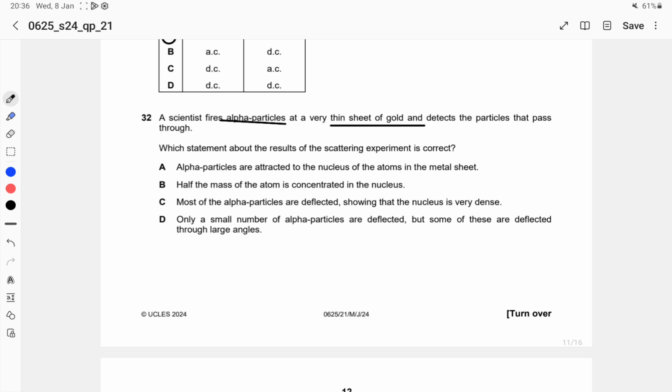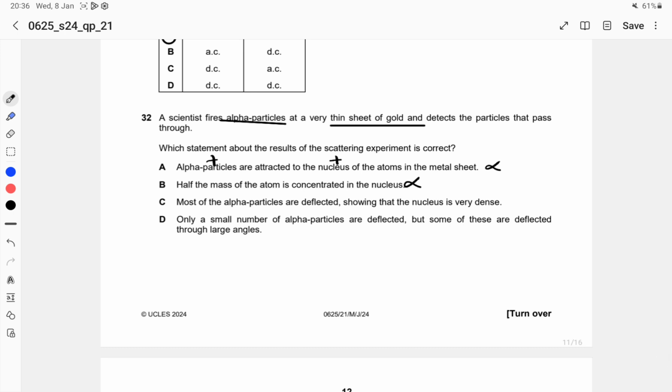32. A scientist fires alpha particles at a thin gold sheet and detects the particles that pass through. Which statement about the results is correct? So it's basically the alpha scattering experiment. Let's read the options. Alpha particles are attracted to the nucleus. Alpha particles are positive charge, nucleus positive charge. Positive cannot attract. Half the mass of the atom is concentrated in the nucleus, which means the other half is in the electrons. Wrong.